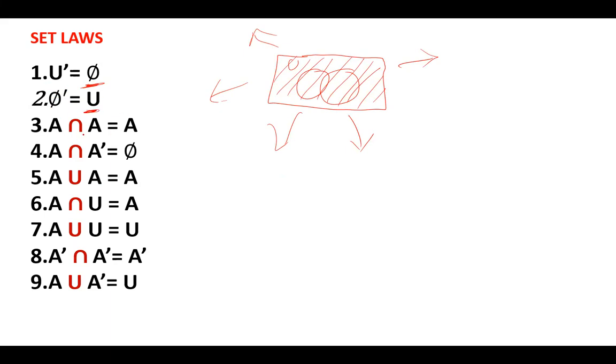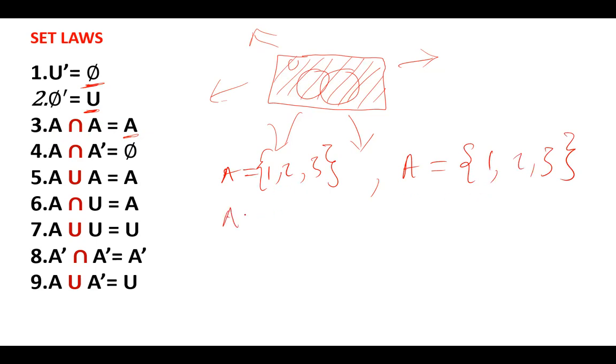And then A intersection A will simply just give you A. A intersection A simply means that you find the common elements that are in both A and A. So if you have A equal to {1, 2, 3}, they ask you to find the common elements between A and another A, which is the same, {1, 2, 3}. Then A intersection A will simply be {1, 2, 3}.